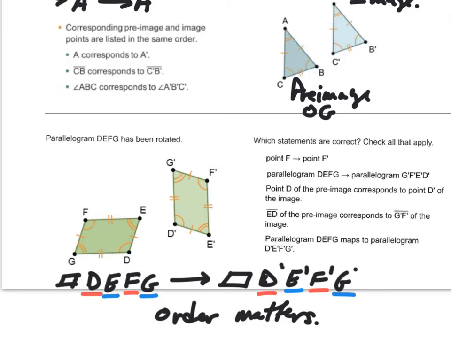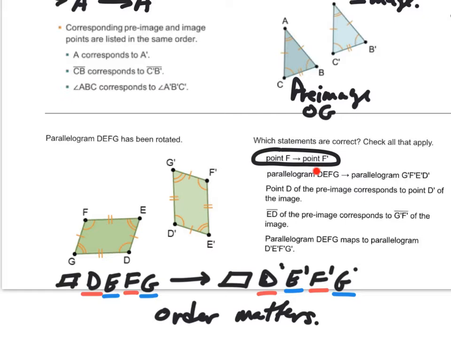So on this statement it says, which statement is correct? Check all that apply. Does point F map to point F prime? Sure does. It's the third letter here. It's going to be the third letter here. And we see that F and F prime share a common angle, that those are congruent. So we know that that is true. This is good. So let me circle that.